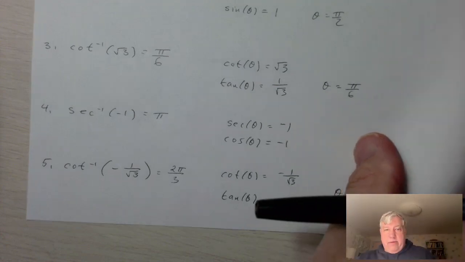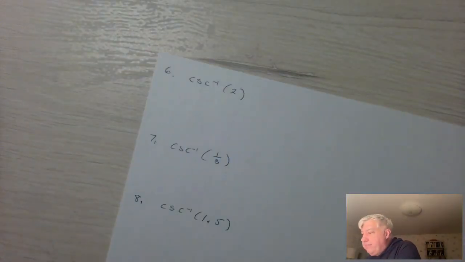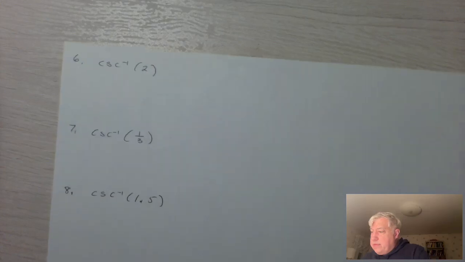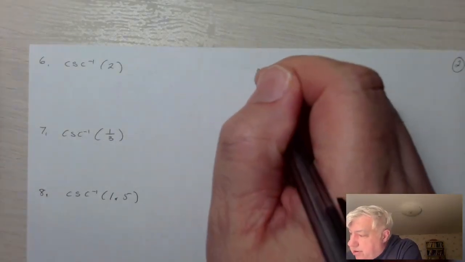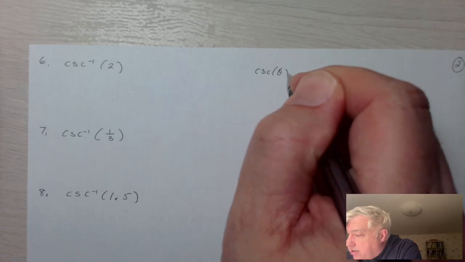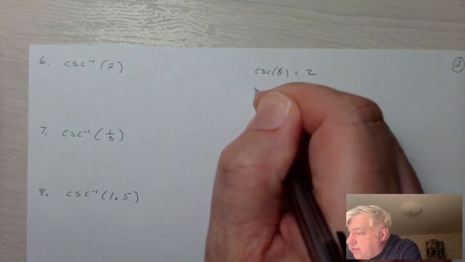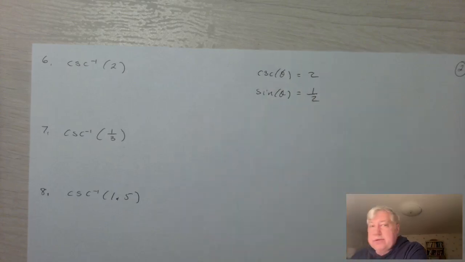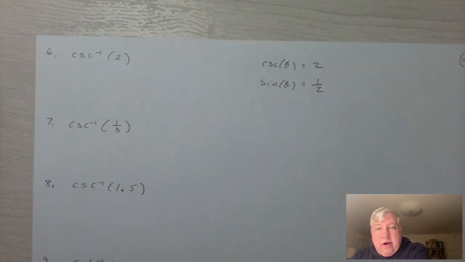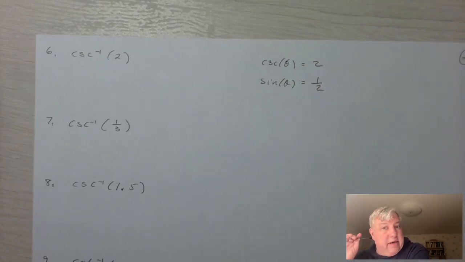Keep going on here. The inverse cosecant of 2: we want the cosecant of theta to be 2, so we want the sine of theta to be 1/2. Looking at our unit circle, that's going to be at 30 degrees, or pi over 6.